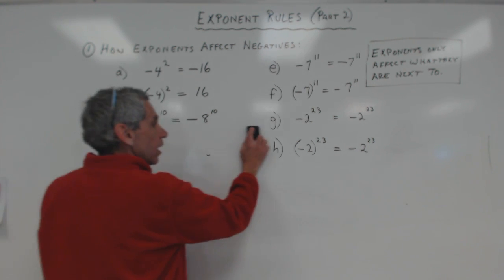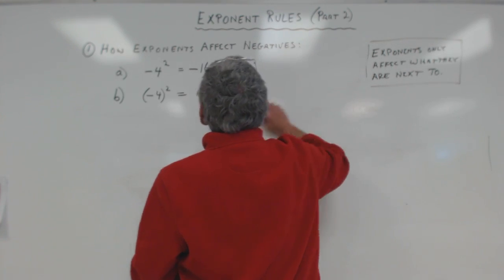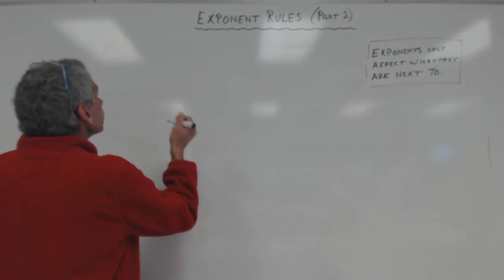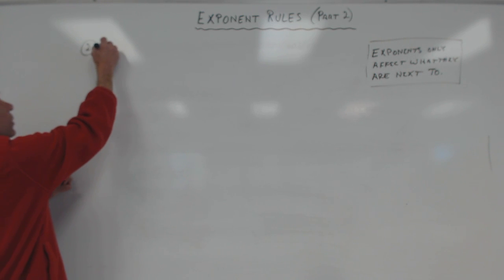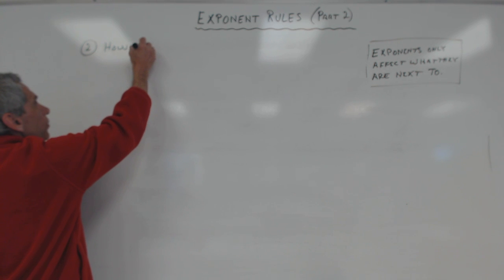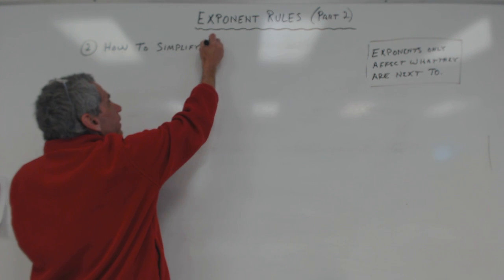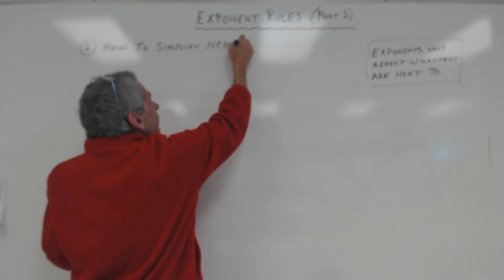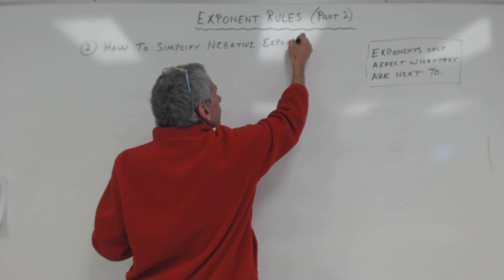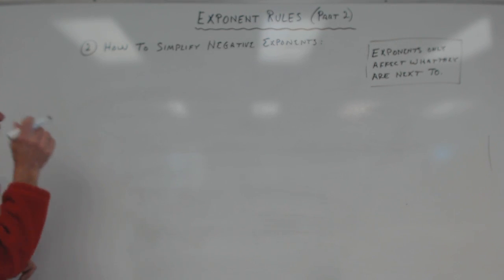All right, so now we're going to talk about another type of negative that you might see. So this is number 2: how to simplify negative exponents. Okay, how to simplify negative exponents. All right.